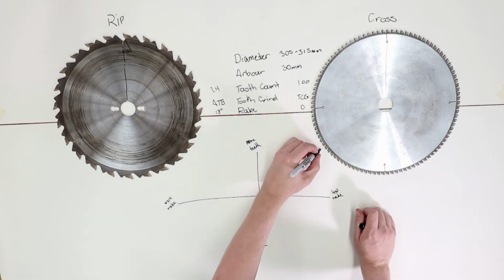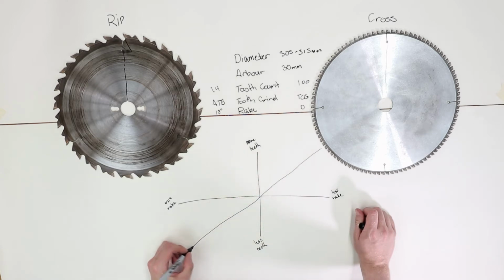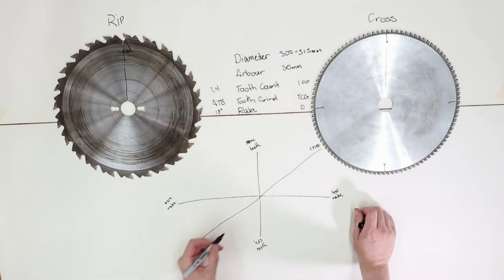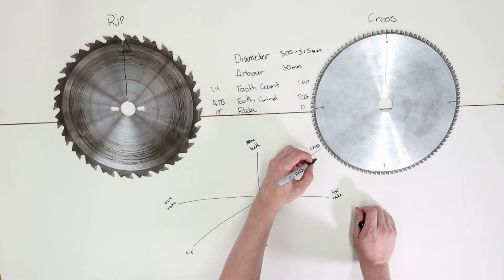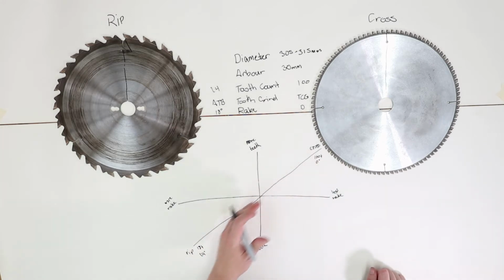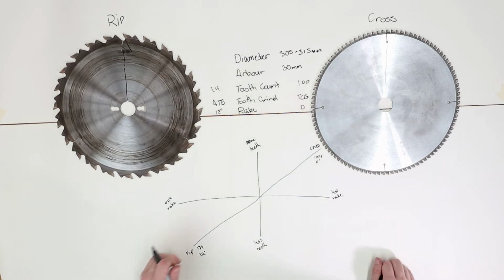So if we draw a line, there's basically rip and cross. And all blades are going to exist somewhere along here. So you might have 100 teeth, 0 degrees up here, and you might have 18 teeth, 24 degrees rake down here. And all blades are going to exist somewhere along that. And you can basically look at those two criteria to figure out where you need to be in order to find the right blade for the application.